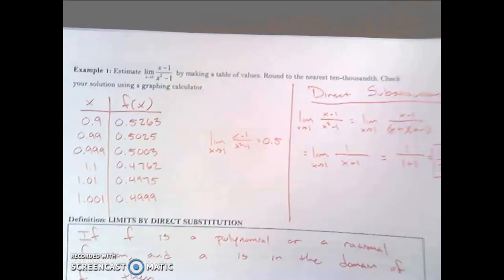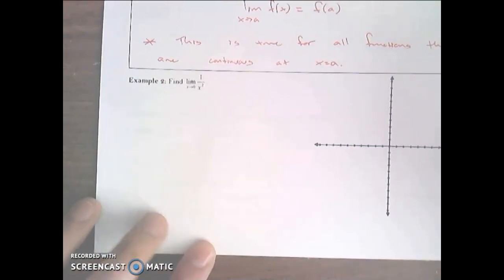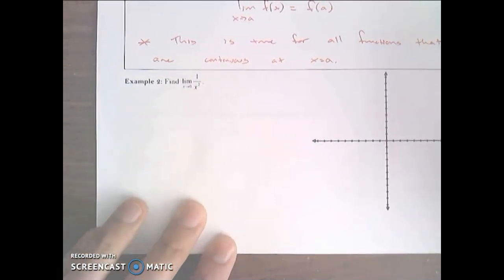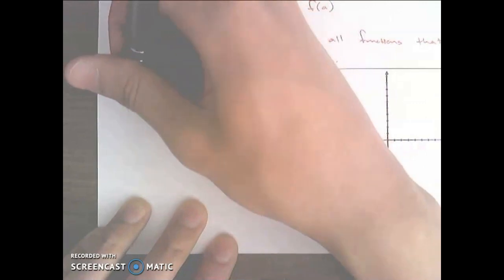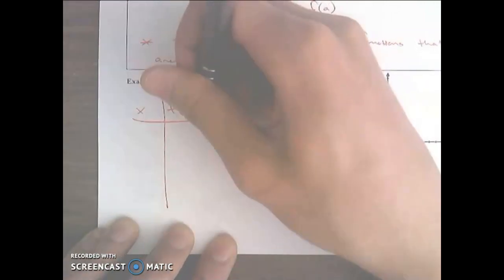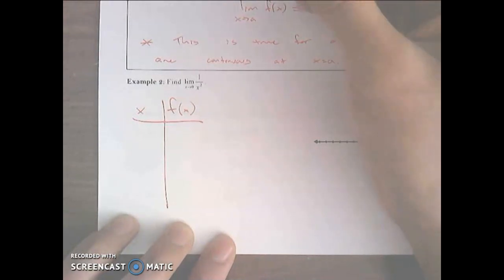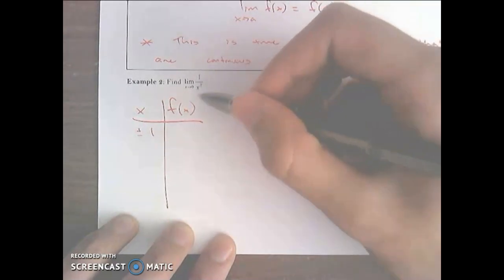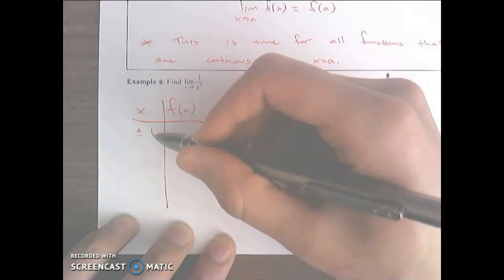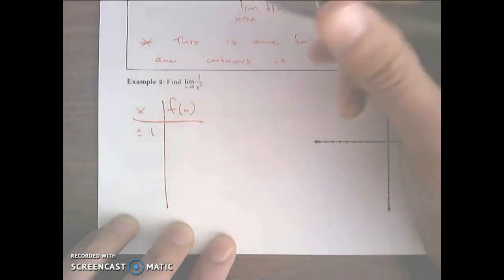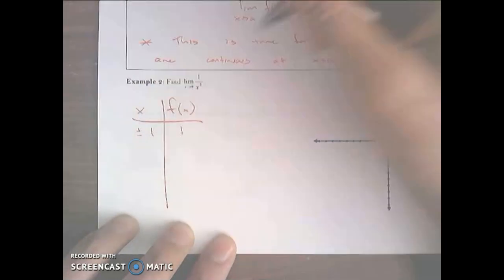Let's take a look at example 2. Example 2 says, find the limit as x approaches 0 of 1 over x squared. So let's make a table of values. We want the limit as x approaches 0. So we'll start off with, say, plus or minus 1. We can say plus or minus because we're squaring it. For both negative 1 and positive 1, f of x is the same. So we have 1 over 1 is 1.